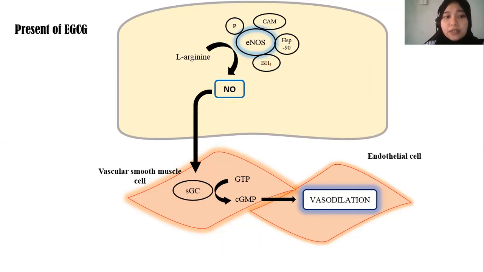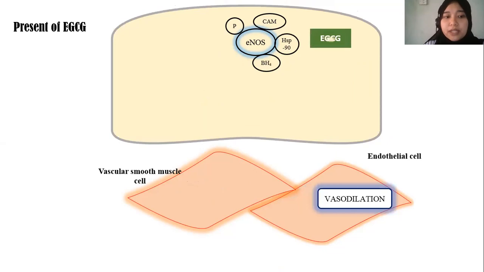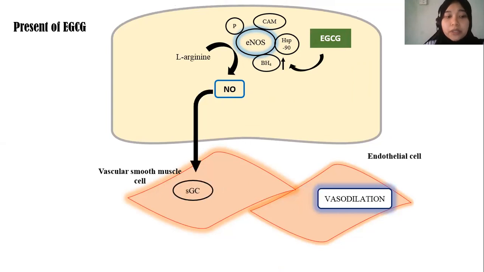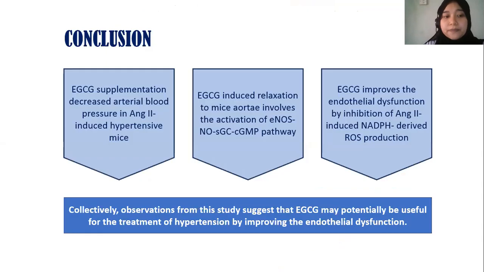So in the presence of EGCG, it helps to increase the level of BH4 and cGMP, which further helps to restore the bioavailability of NO and thus improve the vascular dysfunction. So the conclusion from this study, the overall collective observation suggests that EGCG may potentially be useful for the treatment of hypertension by improving the endothelial dysfunction.